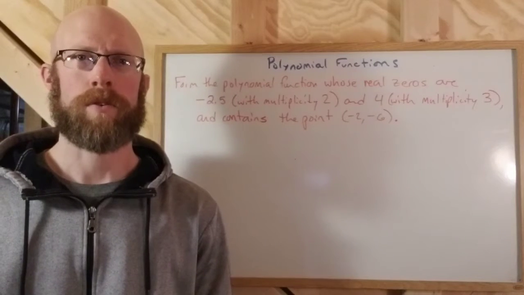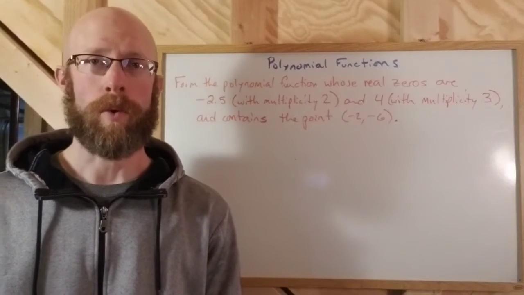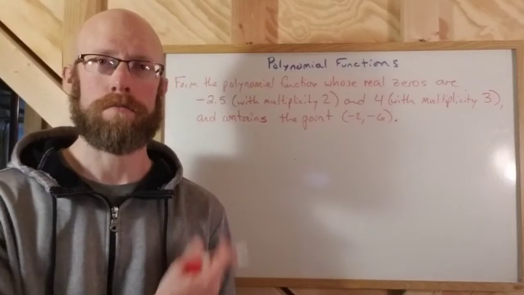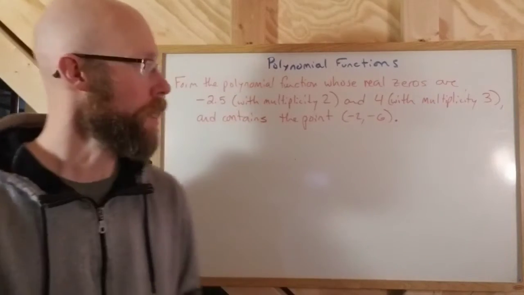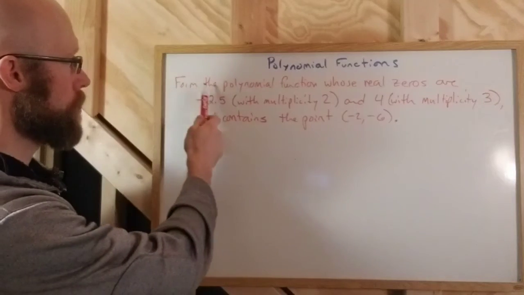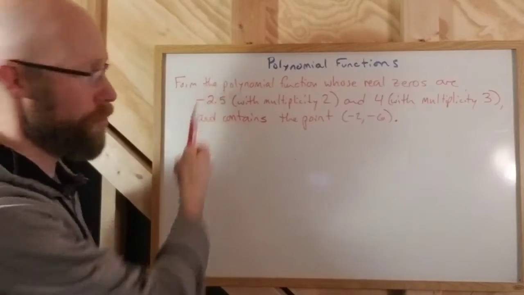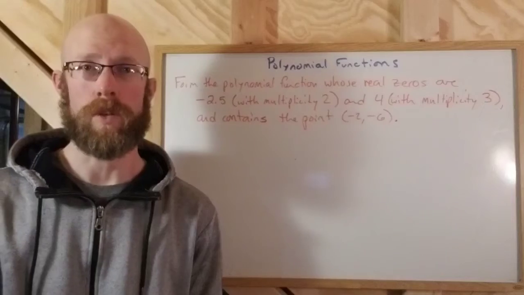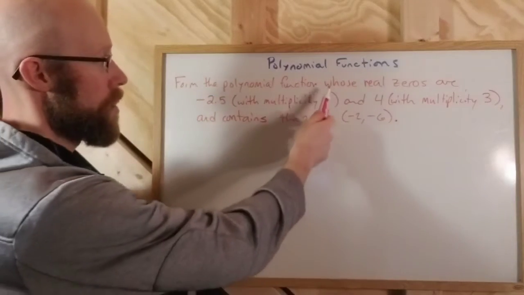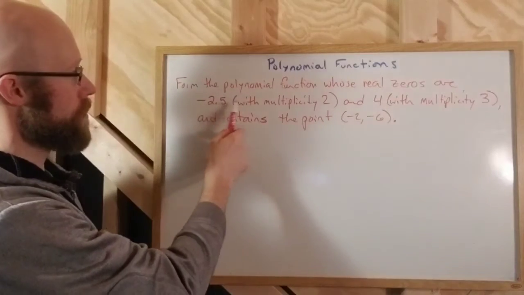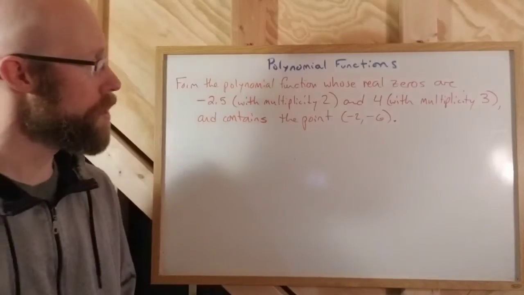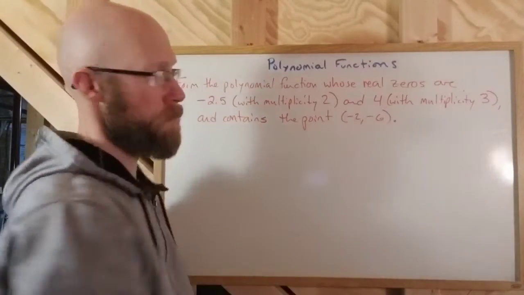In this example, we're going to form the equation of a polynomial given some information about its graph. In this case, we're going to form the polynomial function. I use the word "the" because there's going to be one unique answer here, whose real zeros are given. They're negative 2.5 with a multiplicity of 2 and 4 with a multiplicity of 3.